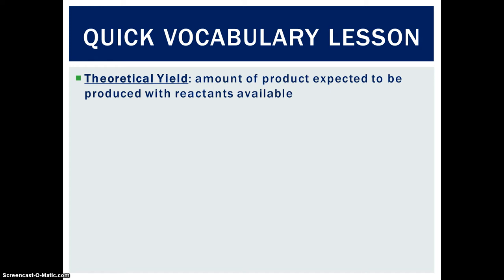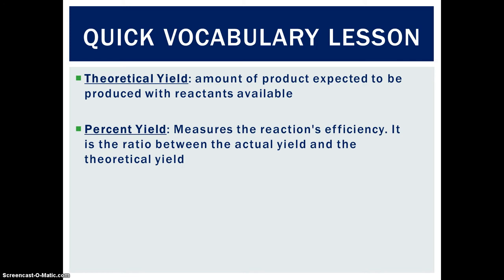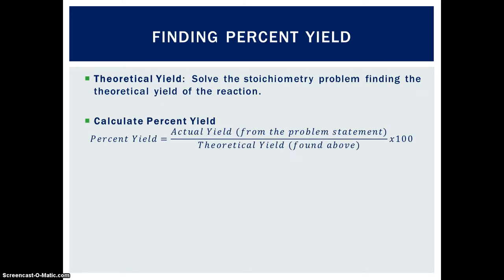Chemistry is not perfect, and what a percent yield does is measure the reaction's efficiency. How close did this reaction get to completion? How much of the product did we actually make compared to what we expected? So it's a ratio of the actual yield and the theoretical yield.